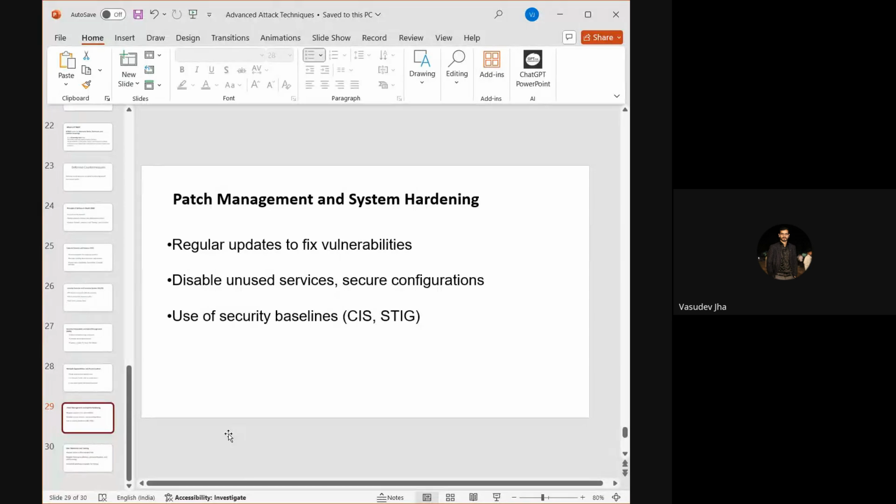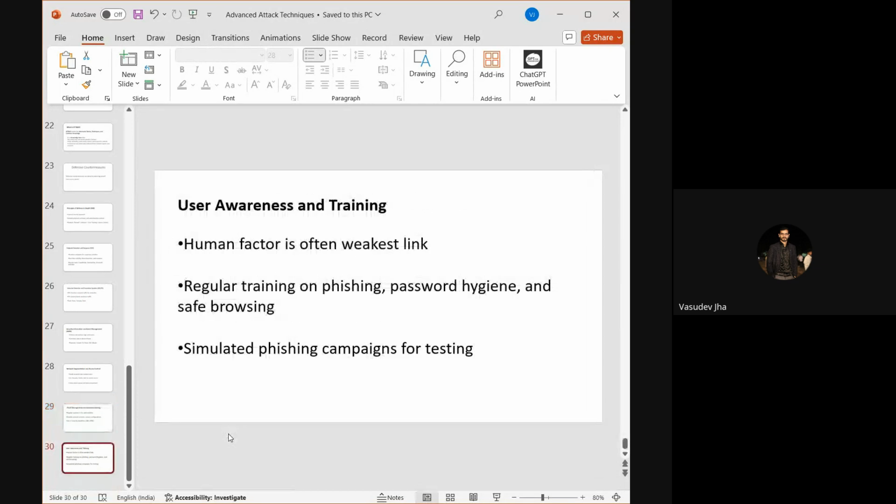Then patch management and system hardening. For prevention, we need to do regular updates and fix all the vulnerabilities timely. We need to disable all the unused services and go for secure configuration. And we have some security baselines like CIS and STIG. We need to implement that in our system, in our organization.